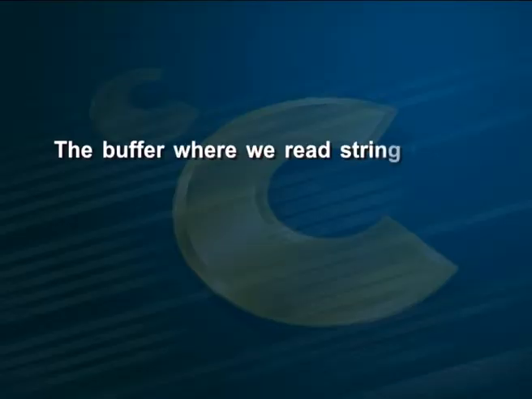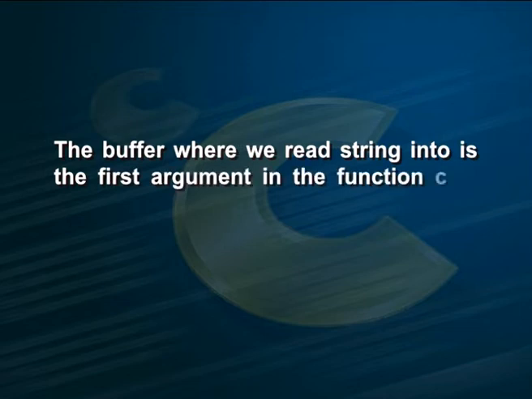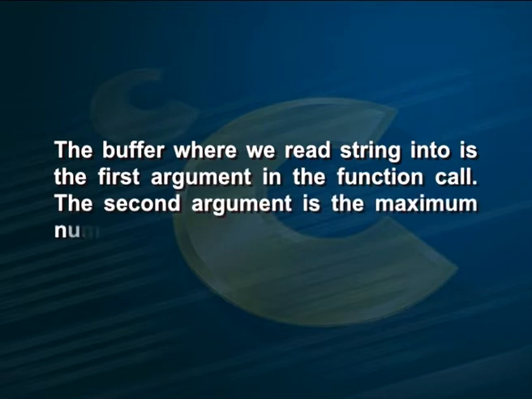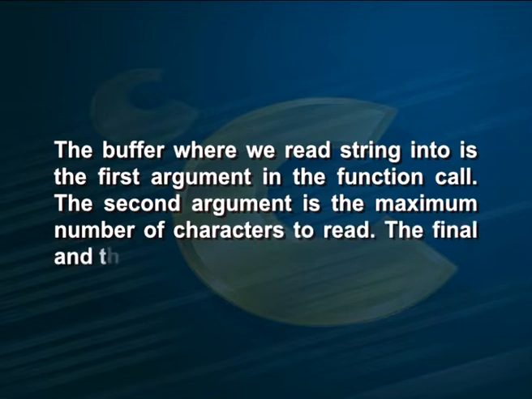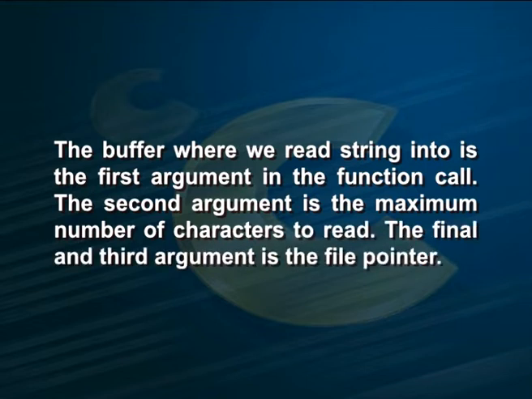Here we have used fgets, which reads in an entire line into a buffer including the new line character. The buffer where we read the string into is the first argument in the function call. The second argument is the maximum number of characters to read. The final and third argument is the file pointer. This function will read characters into the input buffer until it finds a new line character or it reads the maximum number of characters allowed minus 1. It leaves one character for the end of string null character.